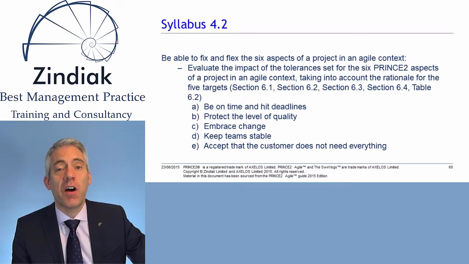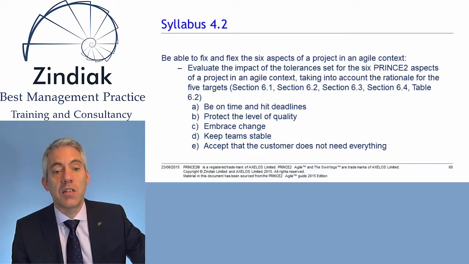Now, before we look at the 5 targets, we should review the syllabus again. We need to be able to fix and flex the 6 aspects of a project in an agile context. We've just looked at the 6 aspects. We need to evaluate the impact of the tolerances set for the 6 PRINCE2 aspects of a project in an agile context, taking into account the rationale for the 5 targets. And then it refers to the sections in the manual.